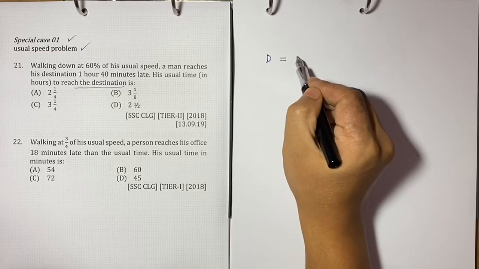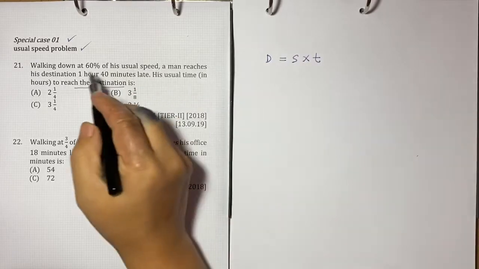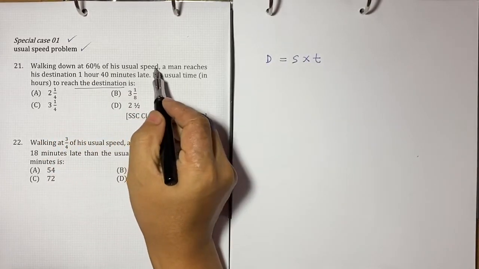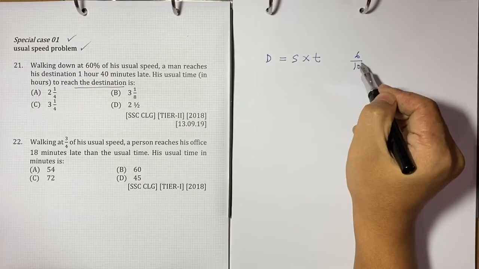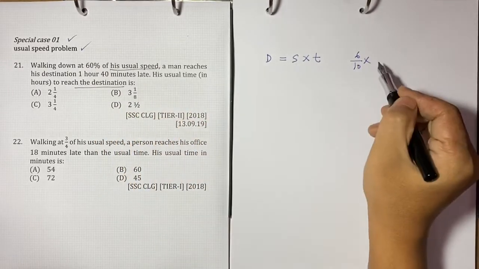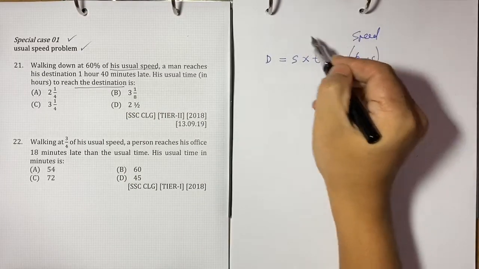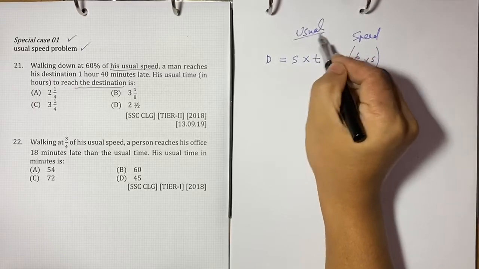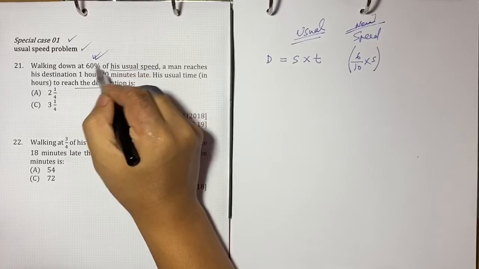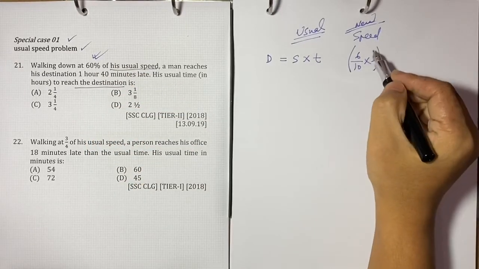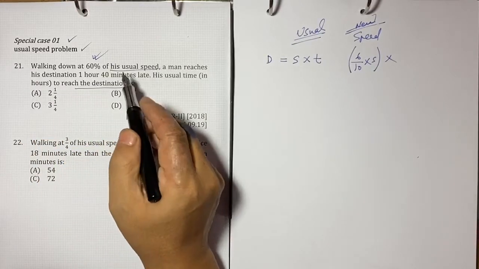Distance equal to speed into time. So usual speed into usual time. Walking at 60% of his usual speed, so 60% of his usual speed is the new speed. This is the usual speed and usual time, and this is the new speed and new time.